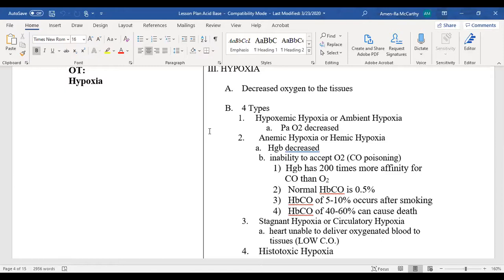All right, that's my question. So is it carbon monoxide in cigarette smoke as well? Yes. Yep.